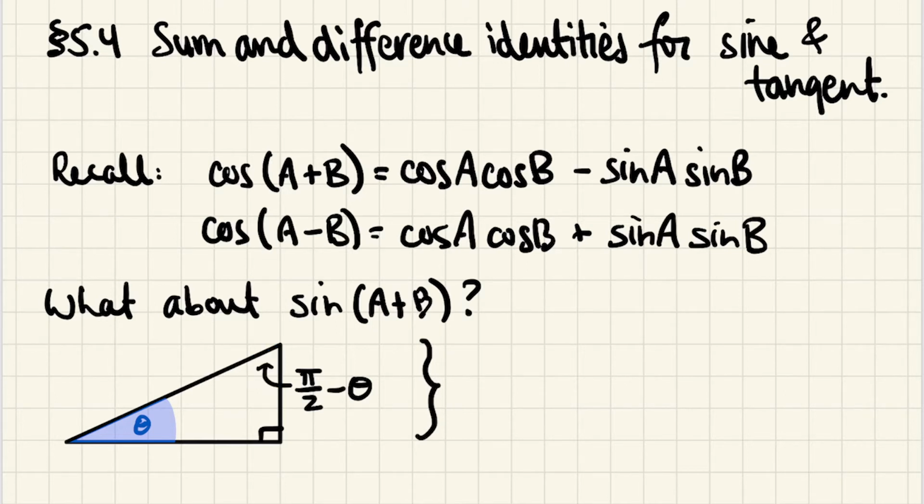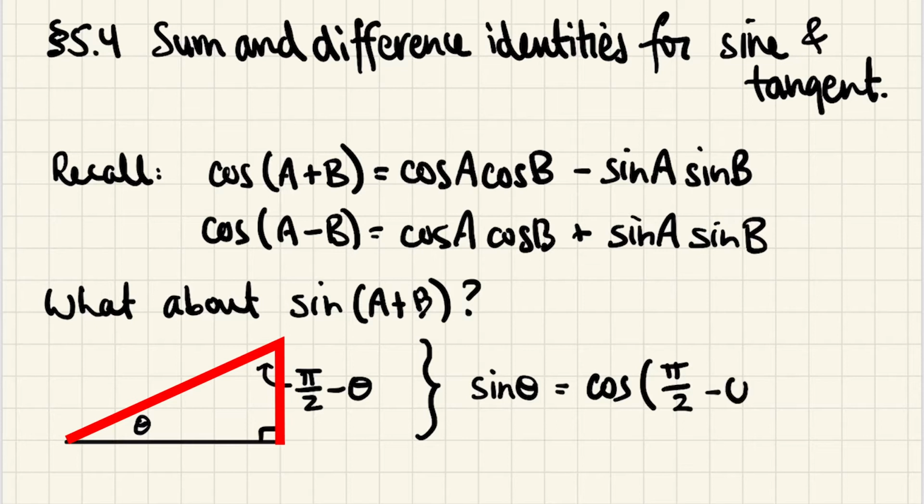Well, let's look at theta and ask ourselves what the sine of theta is. We can see that the sine of theta is, of course, opposite over hypotenuse. So this side over this side. Now, that is the same thing as, relative to this angle, adjacent over hypotenuse. So for this angle, the adjacent side is the opposite of the angle theta, which means that sine of theta, which concerns these two sides, is equal to the cosine of the complement of theta, or pi over 2 minus theta, which concerns those same two sides.